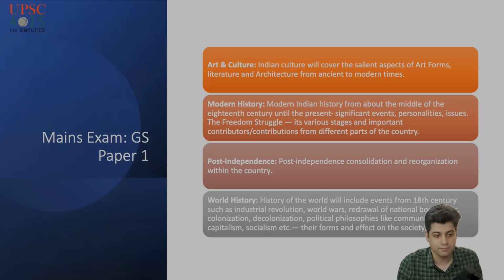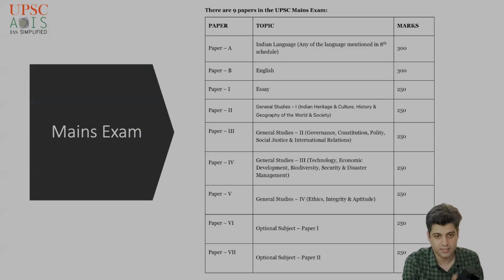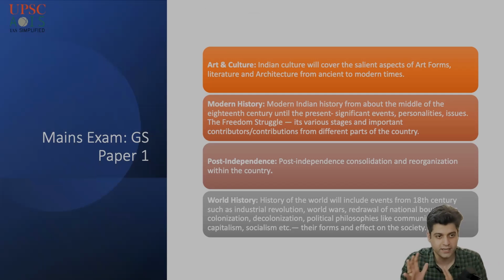First, mains exam GS Paper 1. As we've already seen in this slide, it is Indian heritage, culture, history, and geography. With respect to Indian heritage and culture, these are the following points. Art and culture: Indian culture will cover the salient aspects of art forms, literature, and architecture from ancient to modern times.